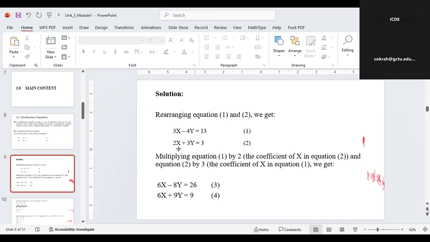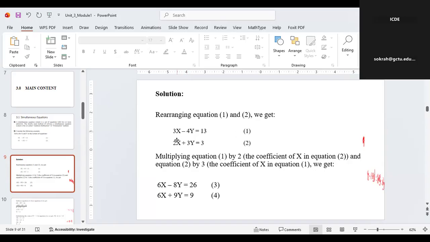You see that I have brought the 2x first, so that you have all the x's starting. So that's for this portion. Then we want to eliminate. It is at this stage that you want to eliminate one of the variables. Either you eliminate x or you eliminate y. In this example, I chose to eliminate x. Since I have chosen to eliminate x, I have to make sure that the coefficients of x in both equation 1 and 2 are the same.